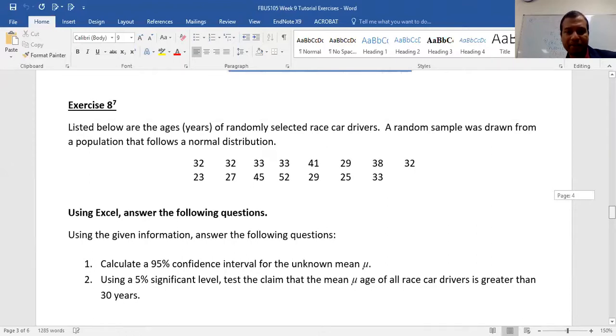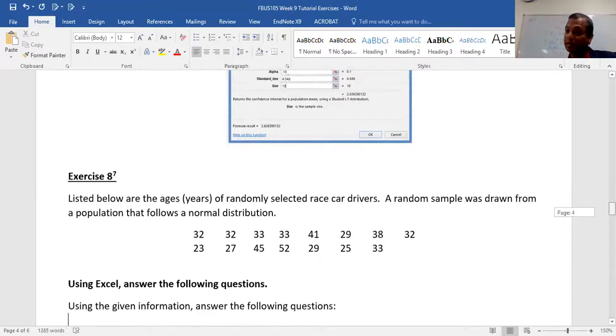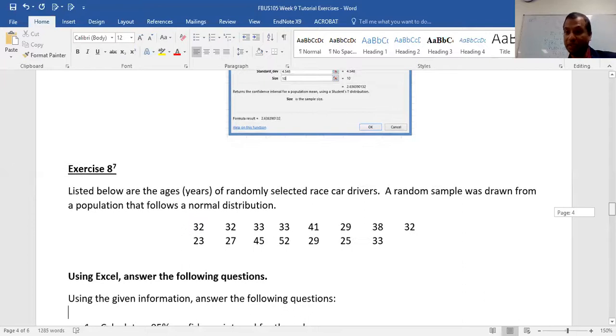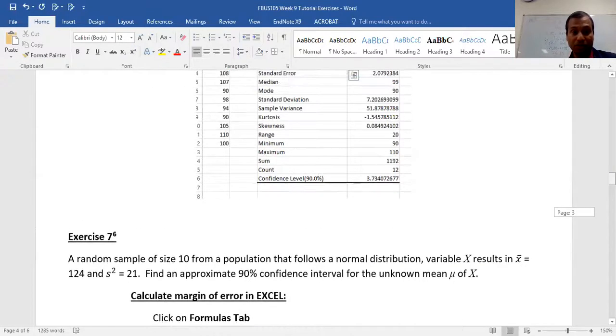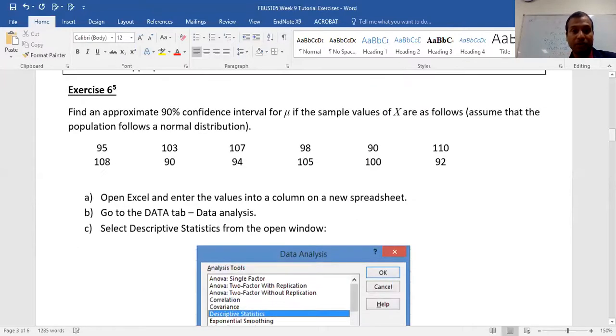From exercise number 8, 9, and 10 and onwards, we will do these sums when we do hypothesis testing. Remember, see what the question is asking: can the claim be right or wrong? Hypothesis rejected or not rejected? So question number 8 and the rest we will do maybe next week. How many questions are remaining here? So 6 and 7. Let's do it with the Excel sheet.